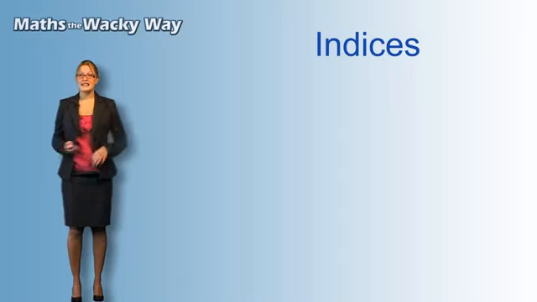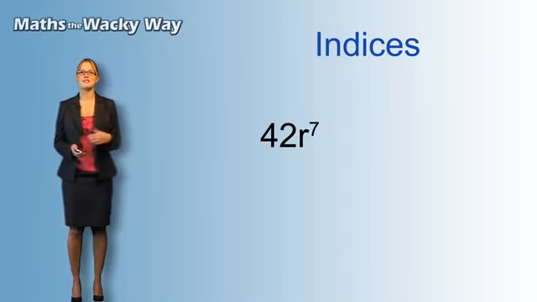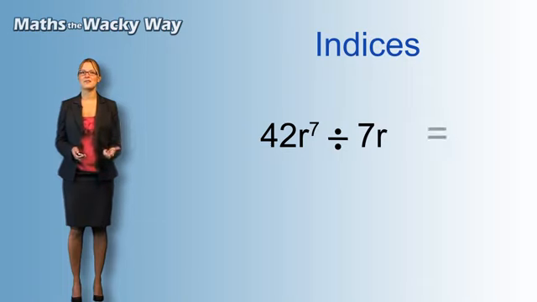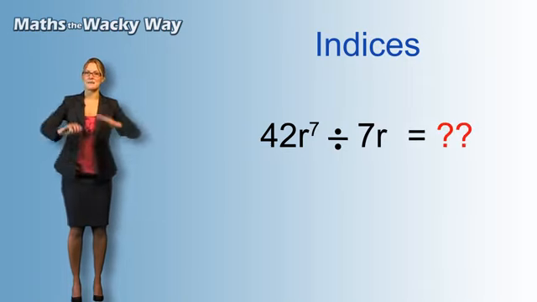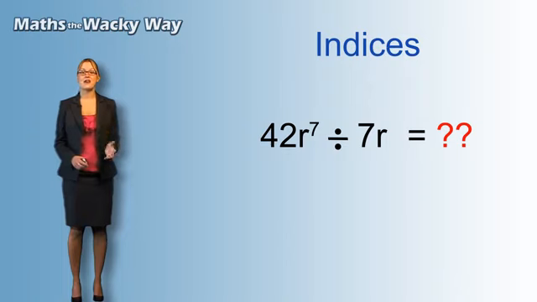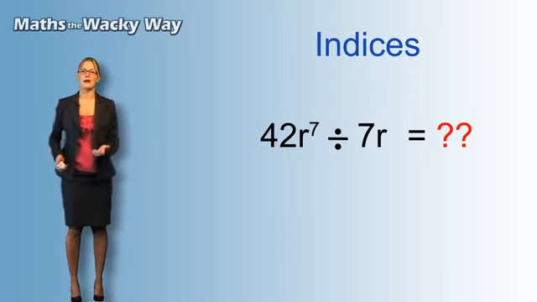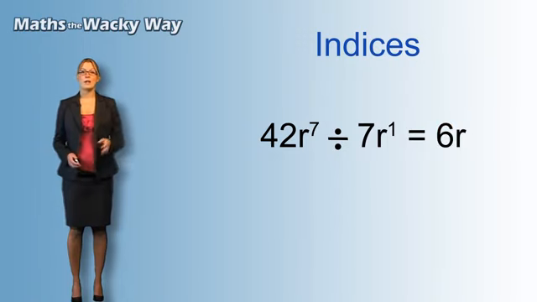Now we can do it again. Let's see how they could make it tougher. Well, 42r^7 divided by 7r. Again, we've got our levels, but we've also got r on its own, which we know is r to the power of 1. So 42 divided by 7 is 6. If we've got r^7 divided by r, that's r to the power of 6. Pull it together, we get 6r^6.